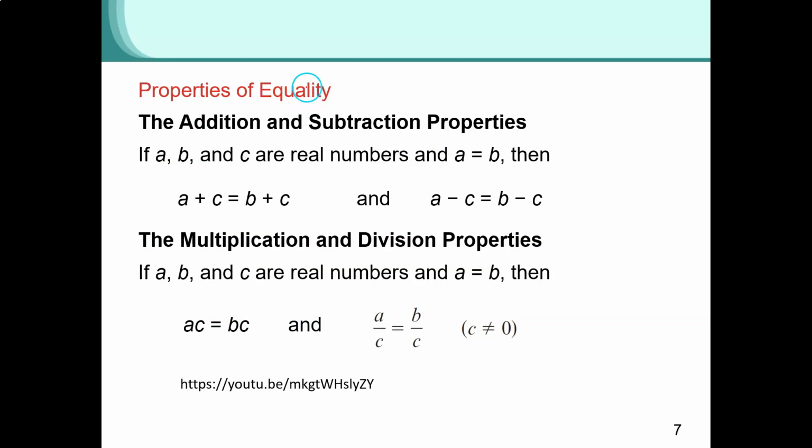Properties of equality. When A equal B, when you add a number on both sides, it still stays the same. Or when you subtract a number on both sides, the equation will stay the same. Multiply the same number into both sides, both sides are still equal. Divide by a number on both sides, the equation will remain equal. But keep in mind, make sure you don't divide by 0.